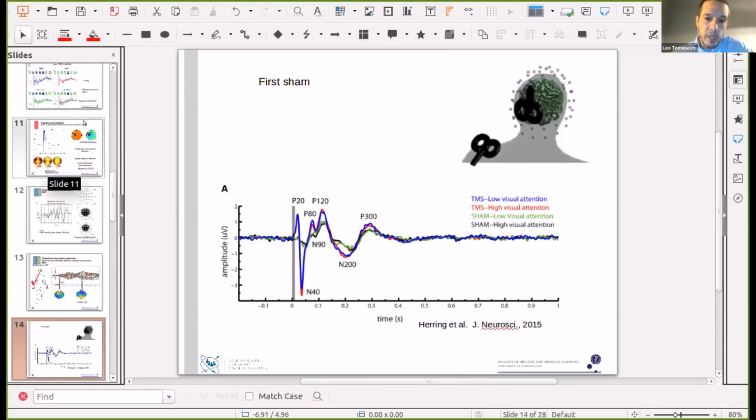Then there was a first sham that has been done to see what would be the effect of the stimulation of the peripheral components of these unwanted signals.